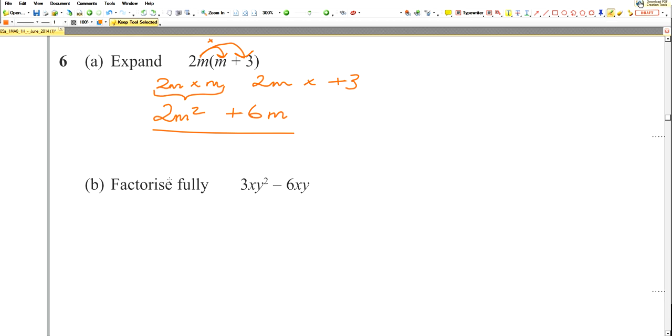Okay. What does the word mean fully? It means factorize until you pull out all the highest common factors until you can't factorize it anymore. Now, you have 3xy squared minus 6xy. Okay, let's go for this one.